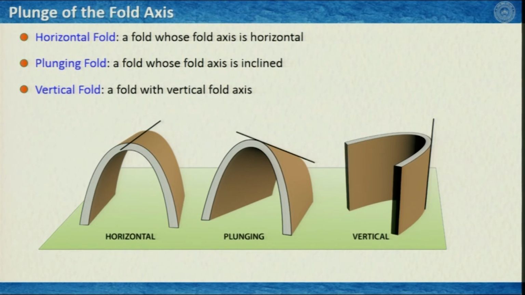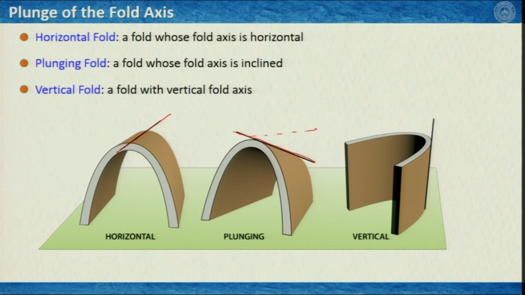A vertical fold, I am taking the third one after that, is where the fold axis is vertical or it is close to 90 degrees, and anything between horizontal and vertical fold is known as fold whose fold axis is inclined. As you can see in this illustration here, this is a horizontal fold because the fold axis is horizontal here. This is a plunging fold because the fold axis has a plunge.